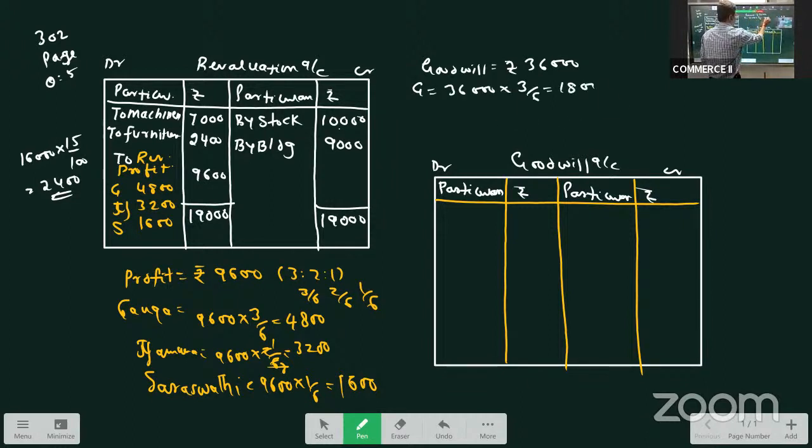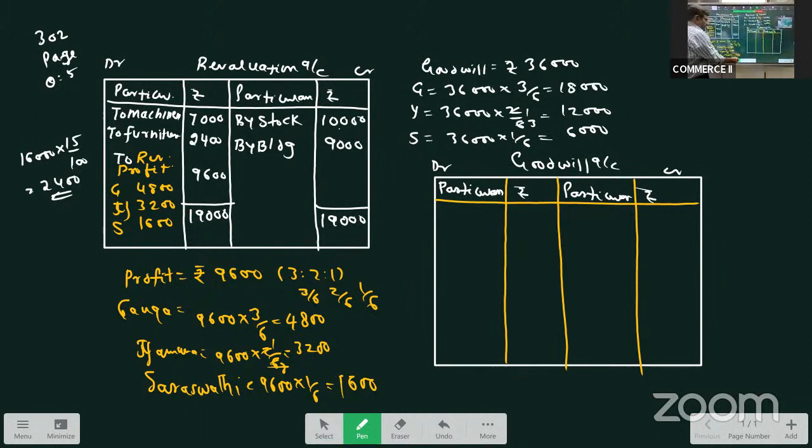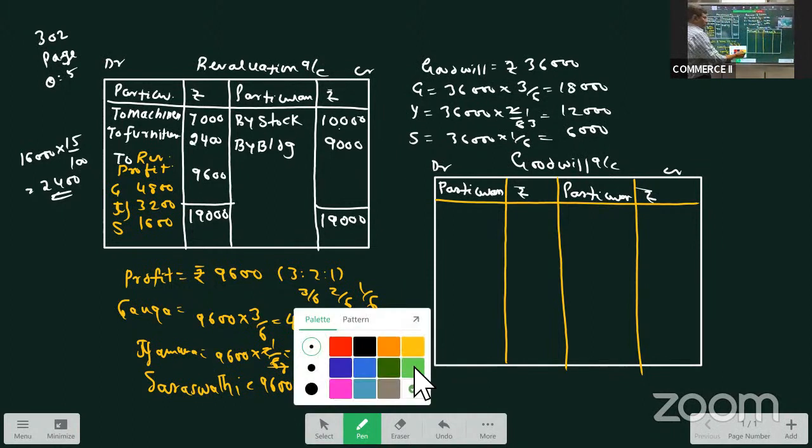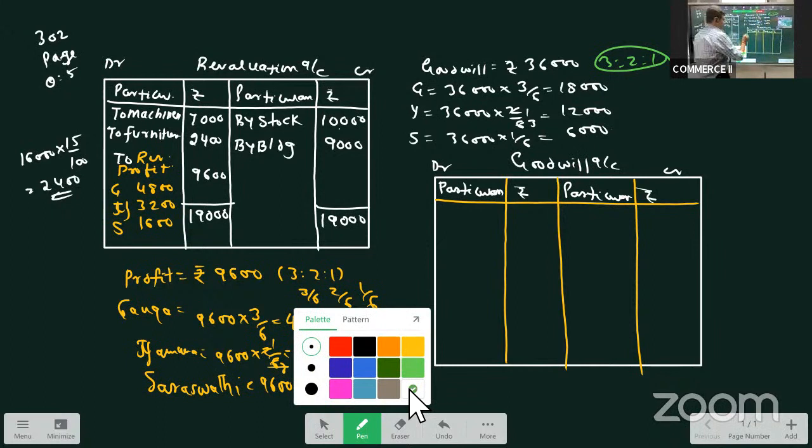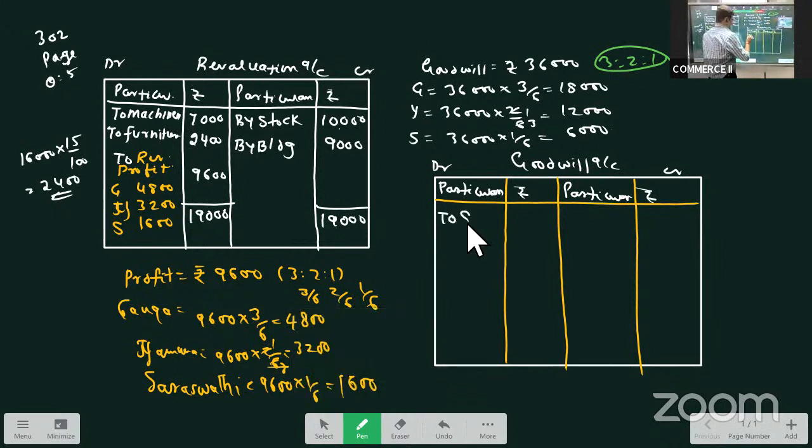So Ganga will get 18,000. Yamuna will get 36,000 into 2/6, that is 12,000. And Saraswati will get 36,000 into 1/6, that is 6,000. Hope this is understood, right? How did I distribute it? I have distributed it in the ratio 3:2:1. Okay, so here we have to credit each partner with the amount I have shown.